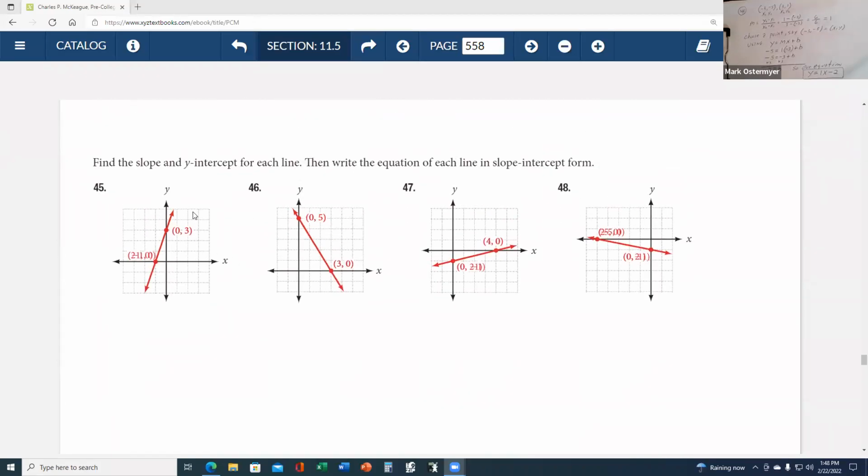Now they're going to give us a graph of a line in the XY plane, and they want us, using the graph, to write the equation of the line. They want the final answer to be in slope-intercept form. So I have a question for you. Problem number 46. First, we need to determine the slope of the line. How can we determine that? Well, you can do one of two ways. You can do it graphically or use the slope formula.